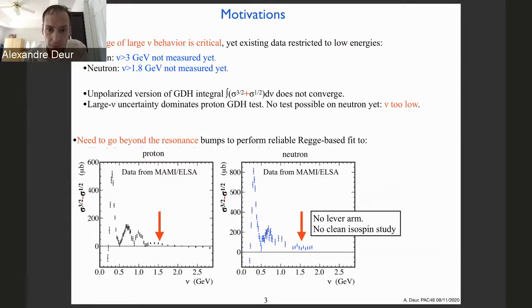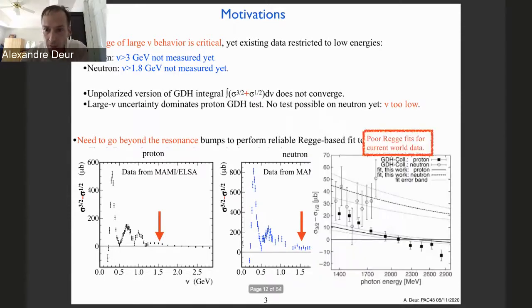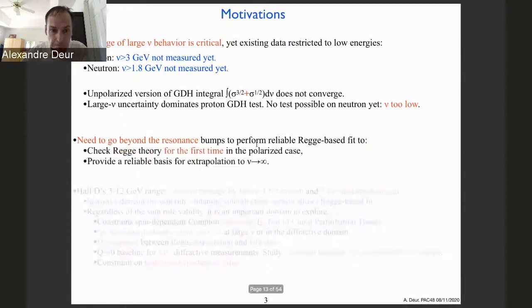In fact, if you want to do a clean test of the Regge theory, you need to do an isospin separation. I'll show that in a slide or two. But such separation is not possible with the current data. And if you try to fit the current data with Regge, you can see that it's doing a fairly poor job. In black, for example, are the proton data, and the plain line is the Regge fit.